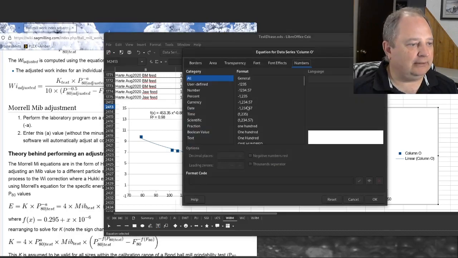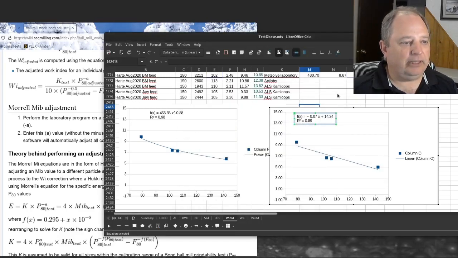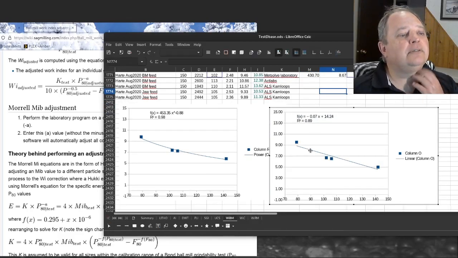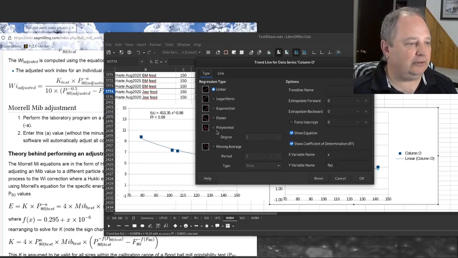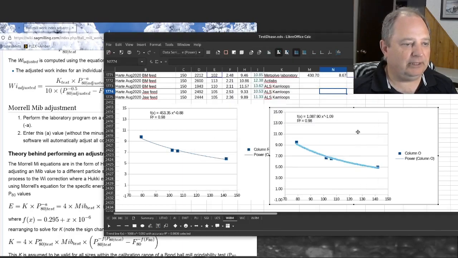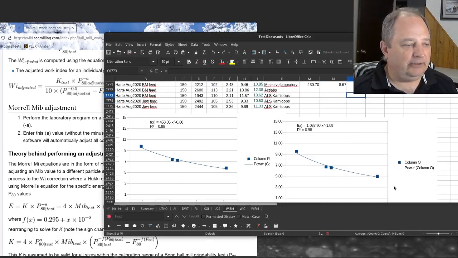Format the data so it's a little easier to read. Okay, whoops, that's not the right one. We want the power model. Power model, that's better. Okay, here's our new model. Now we have a different exponent here.